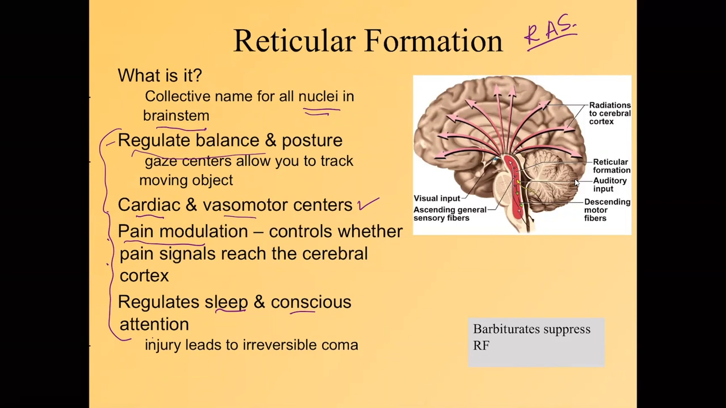If these nuclei are damaged, it can lead to a coma. So you don't know what's going on, and you can't send that information to the cortex of your brain. Barbiturates are going to suppress that, so it's going to put you into like a funk where you can't determine what is actually going on.